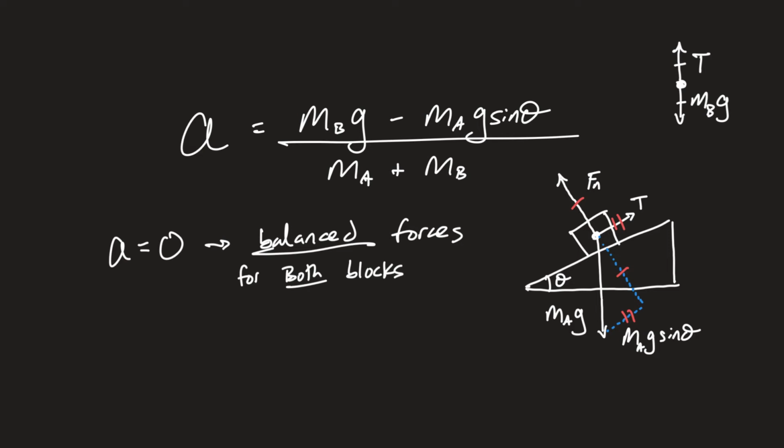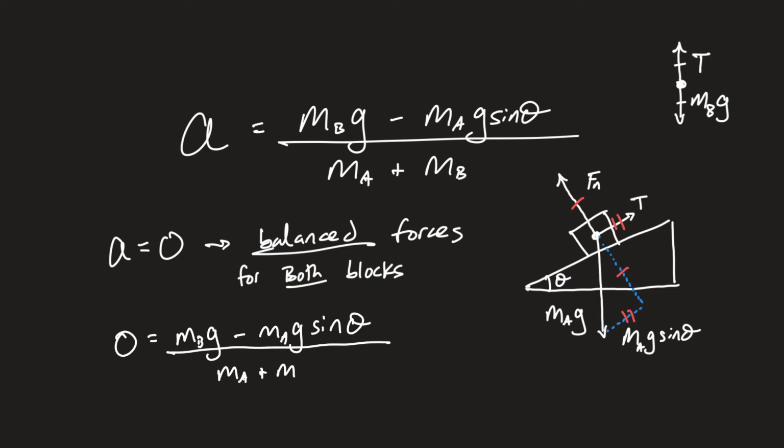And let's solve for it. So how would we do that? Well, we just have to plug in. So 0, that's our acceleration, is equal to MB g minus MA g sine theta, divided by MA plus MB. When you bring over the denominator and multiply that by 0, that's just going to be 0, so you can effectively just get rid of that.